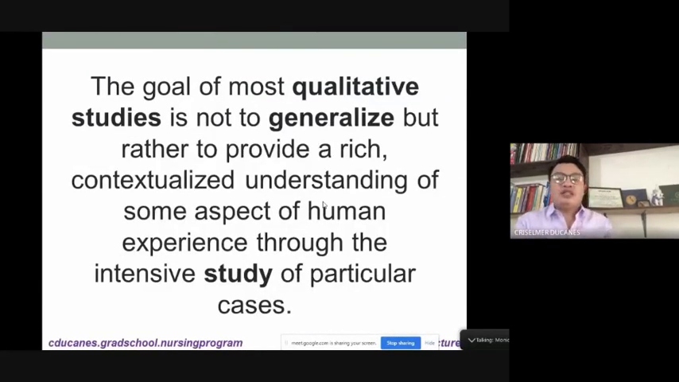Before I end this presentation, let me share the goal of most qualitative studies. The goal of most qualitative studies is not to generalize, but rather to provide a rich contextualized understanding of some aspects of human experience through the intensive study of particular cases. That means your qualitative research could not be generalized to all populations. For example, we could not generalize the result of my study about spiritual care to all nurses who give spiritual care. Your qualitative study is not generalizable, as compared to quantitative, experimental, and randomized trial studies, which can be generalized to a particular group of people or population. This is one of the limitations of your qualitative study.